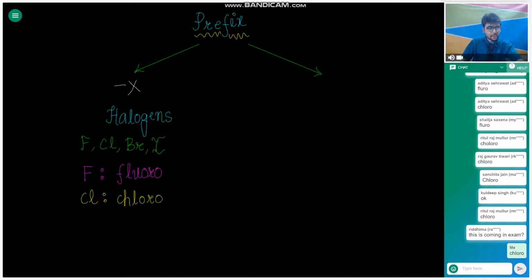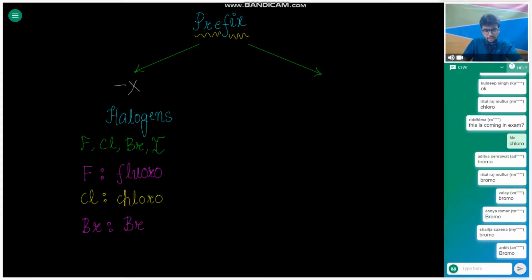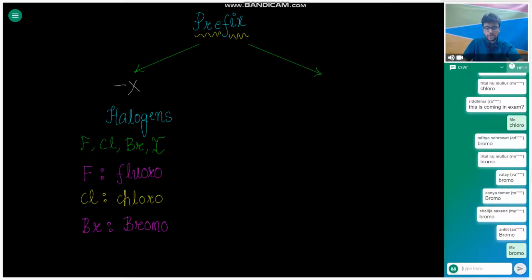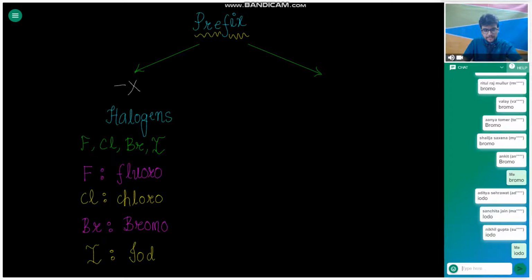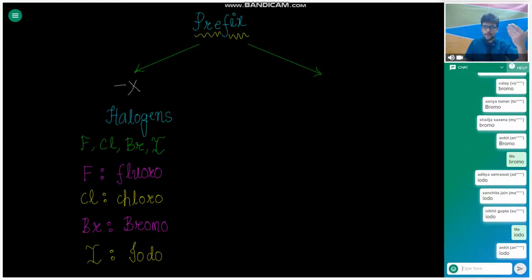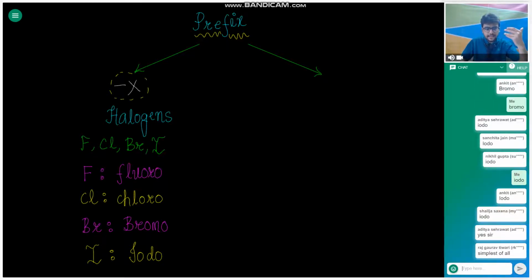Anybody tell me for bromine what we will write? Definitely we have to write bromo. Now for iodine what should we write? Yes, you guessed it right, iodo. So don't you think it is very simple? If you have a halogen, you can easily understand what is the prefix name that has to be written.